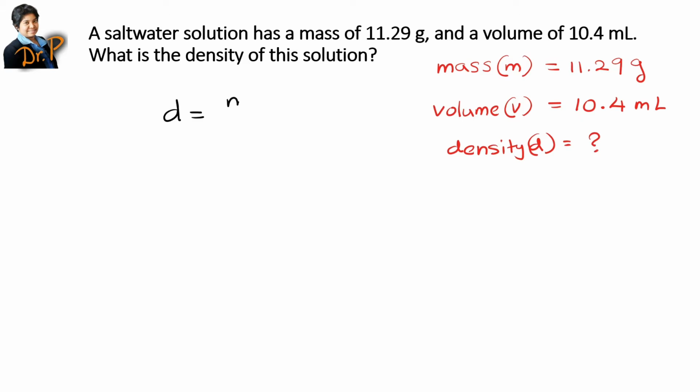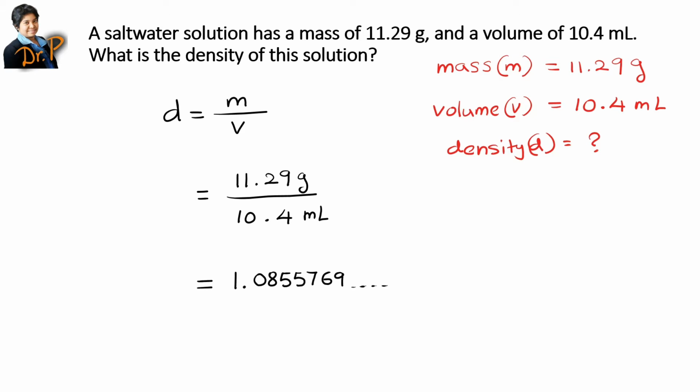Now let's take our density equation. When you compare this equation with the information you have taken out, you can clearly see that you can substitute this mass value in this equation over here and the volume over here. Now we have plugged in the relevant information, the mass 11.29 and the volume. Now we are going to get this answer if you do the calculation from a calculator.